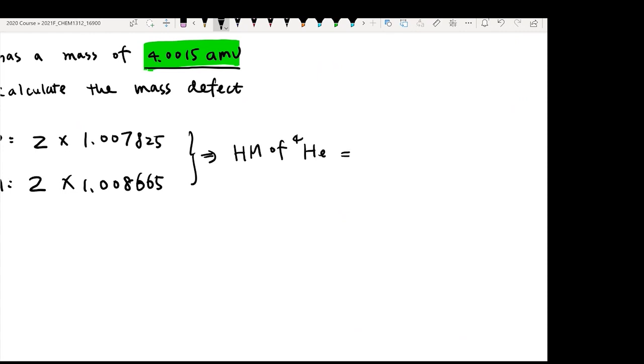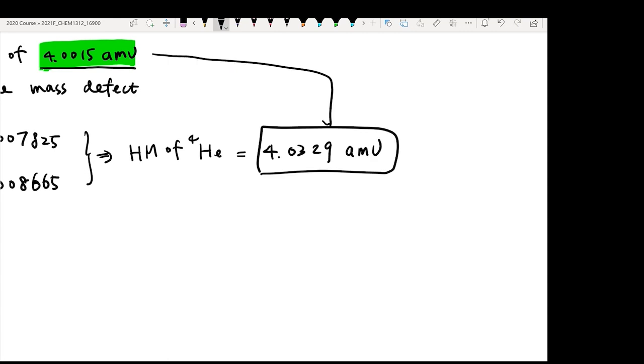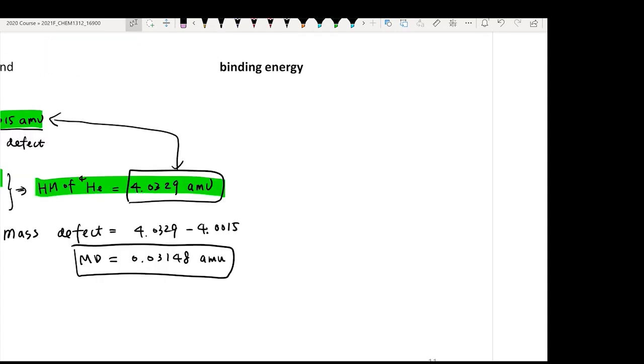If you calculate this, you should get the hypothetical mass of your helium-4, which equals 4.0329 AMU. But if you compare this hypothetical mass to the actual mass, you'll realize they are not exactly the same. There is a difference between the 2 masses, and that difference is the so-called mass defect. So the mass defect is simply 4.0329 minus 4.0015, which gives a value of 0.03148 AMU.